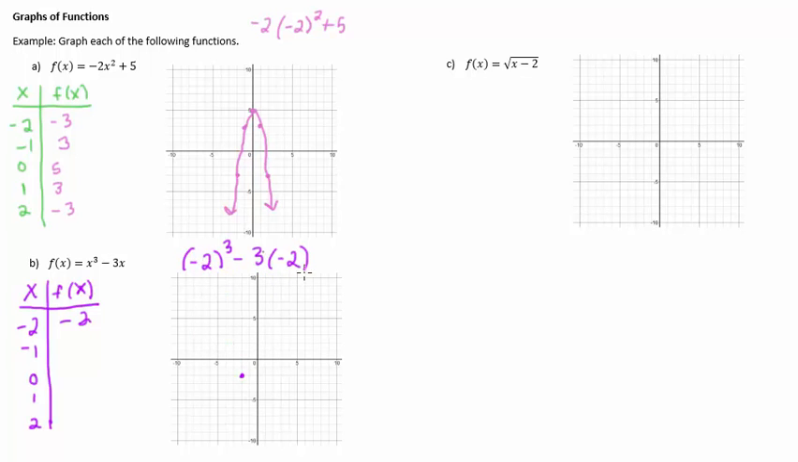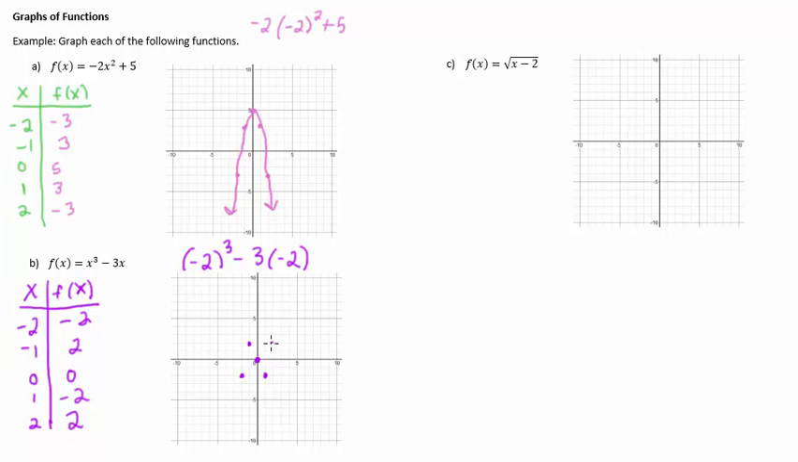And then we plug in negative 1 the same way, and we keep working through this. So if I plug in negative 1, I get negative 1 plus 3, which is 2. If I plug in 0 both places, I end up with 0. If I plug in 1, I end up with negative 2. If I plug in 2, I end up with positive 2.